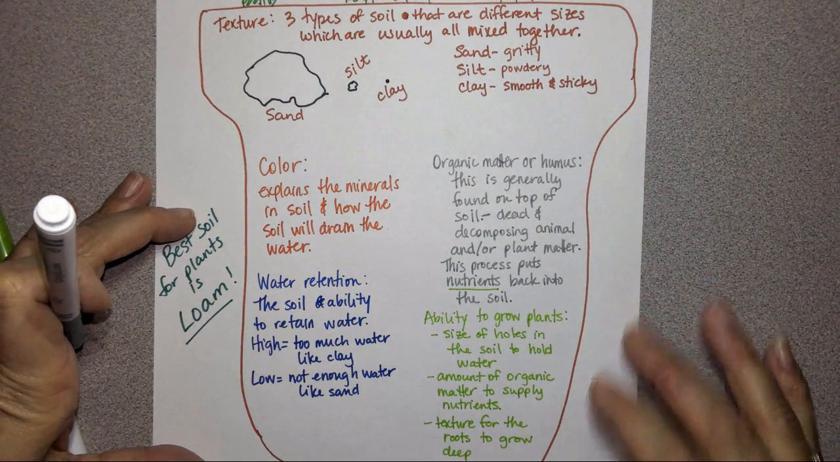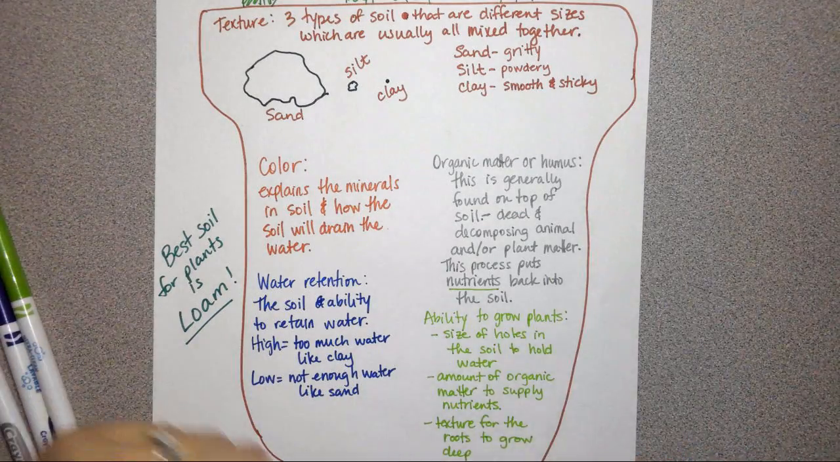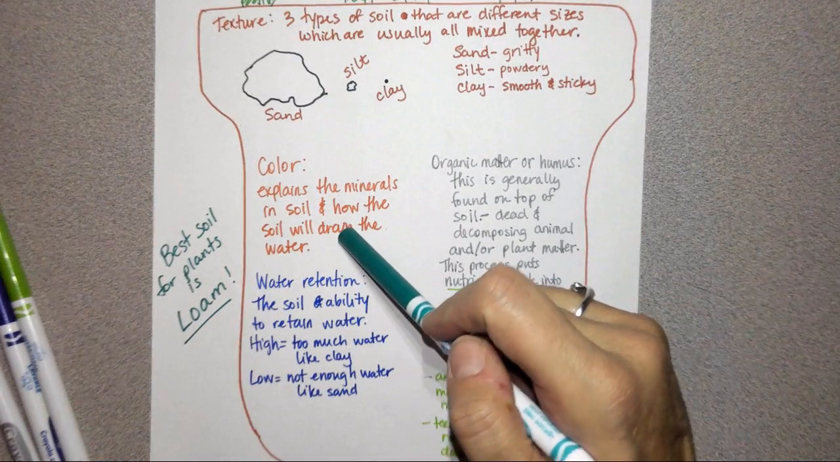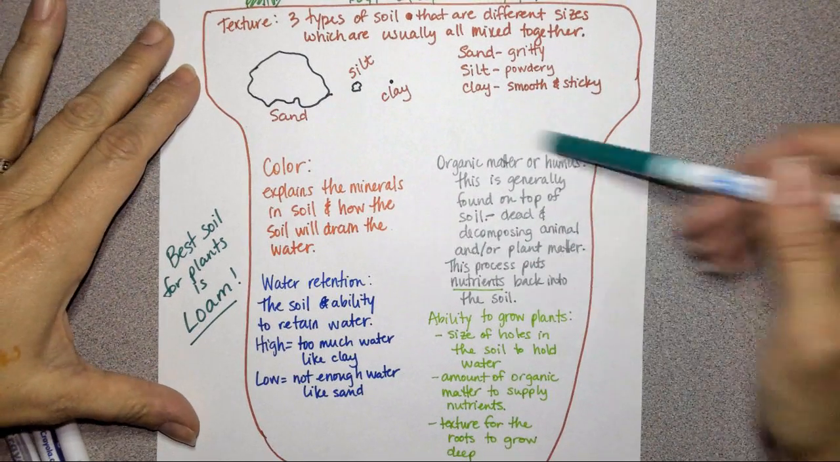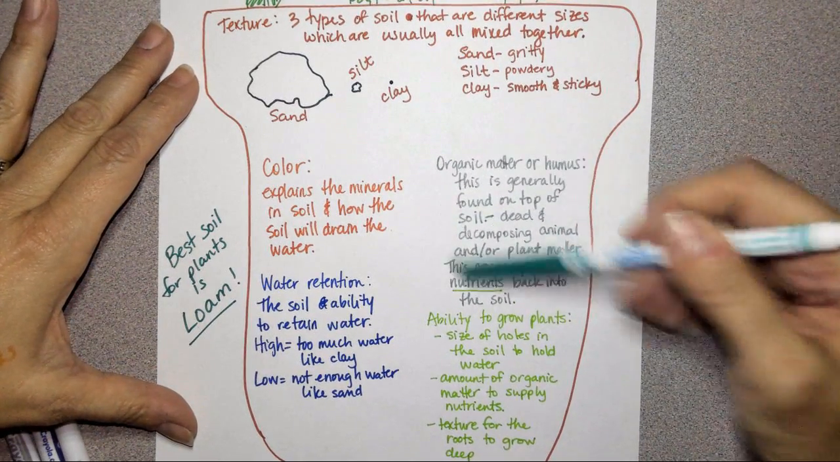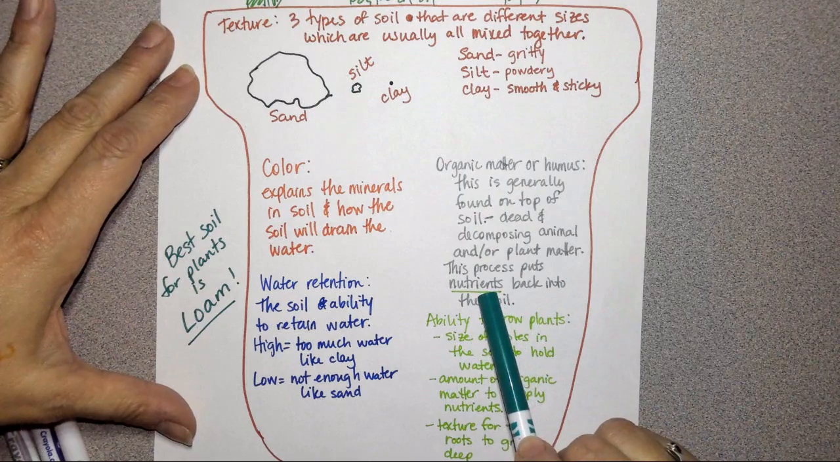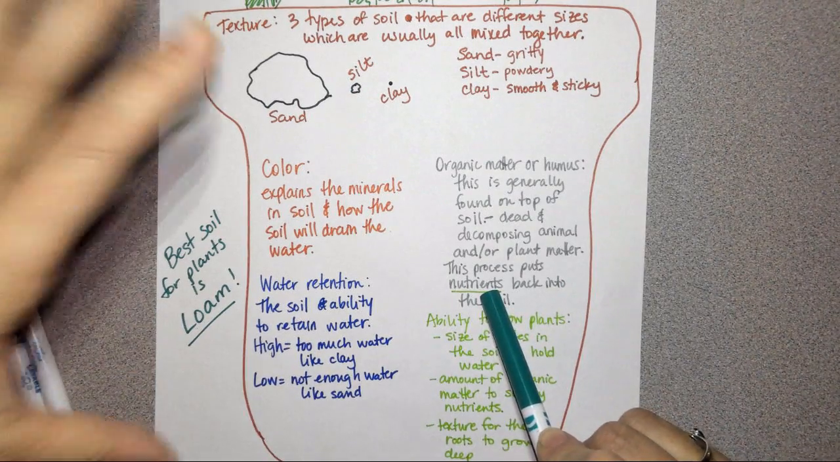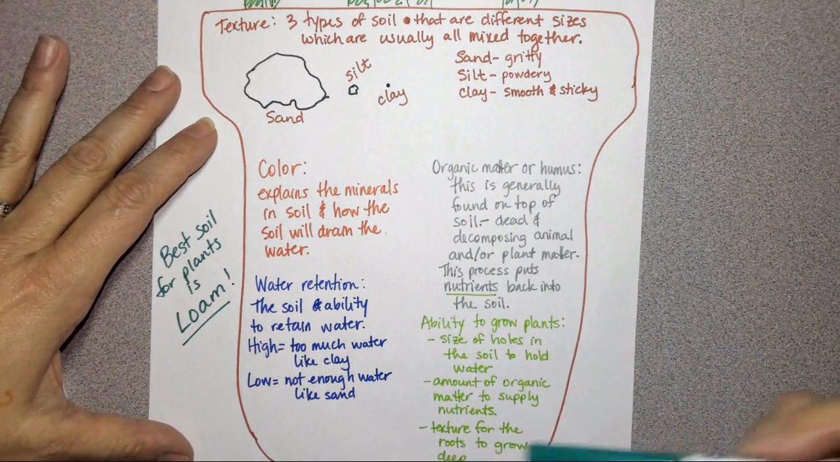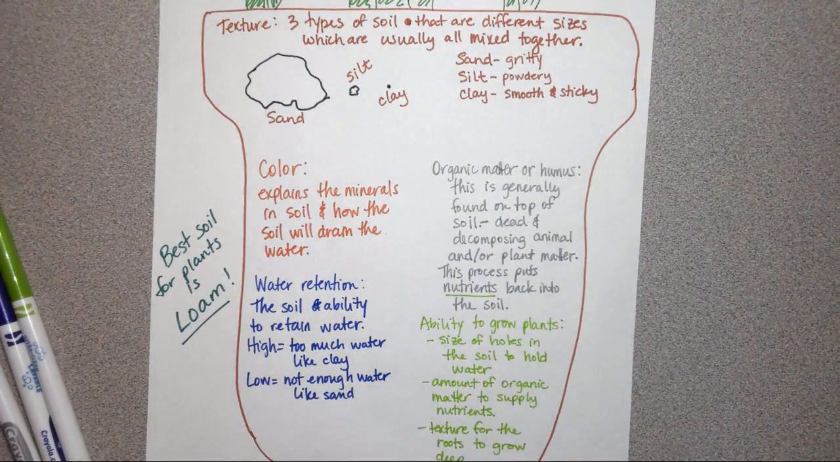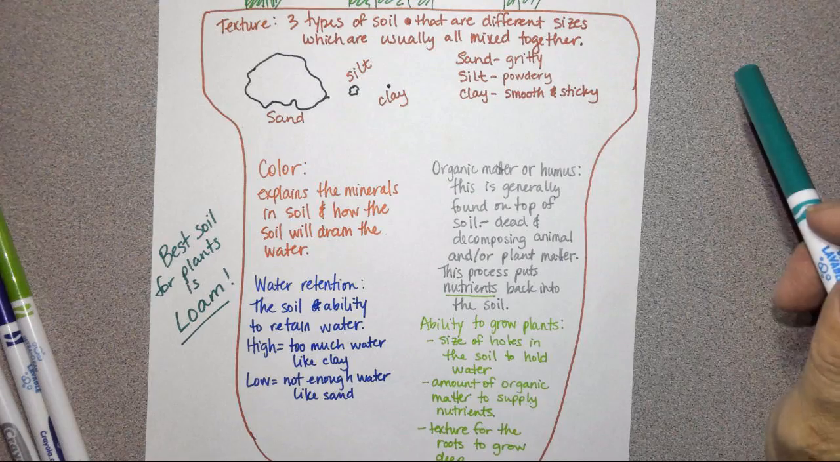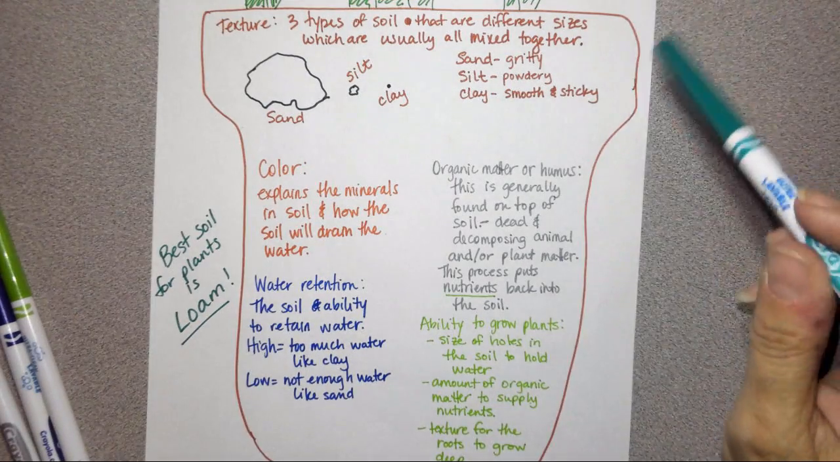Okay, it has color, so it's got lots of minerals in it. It's dark in color, which tells us that it's got lots of organic matter. So it's got lots of nutrients to give the plants, right? Its ability to grow plants. It's got those holes in it, all different size holes because they're all different size, all different kinds of sand, all different kinds of soil in there.